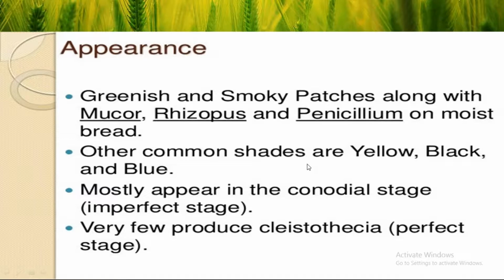So different shades are there. These colors are different. Different colors will be there. So the conidial stage, that is the imperfect or the asexual stage, is found in this. Usually we see the asexual stage, that is the imperfect stage. Very few produce the perfect stage or the cleistothecia. These are the sexual forms.